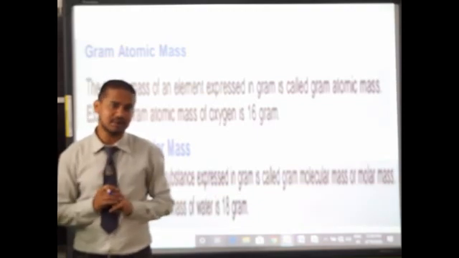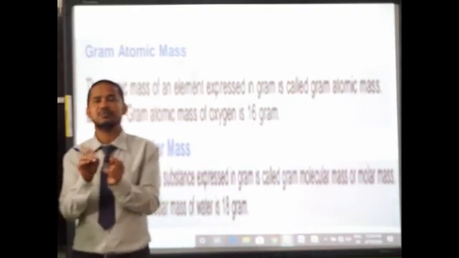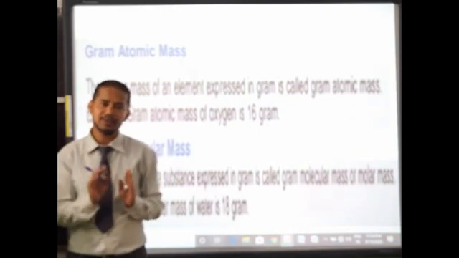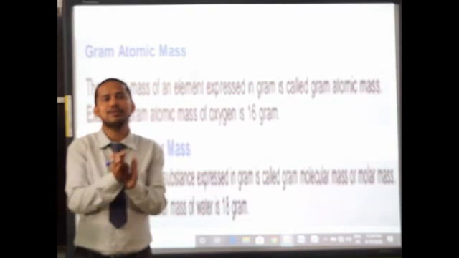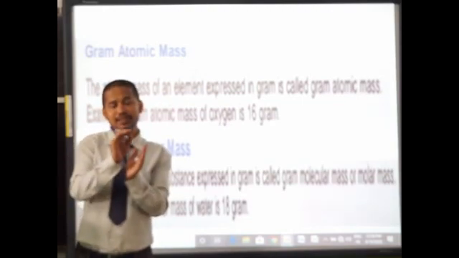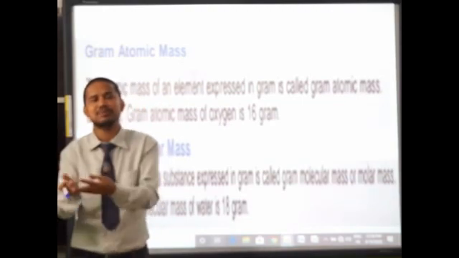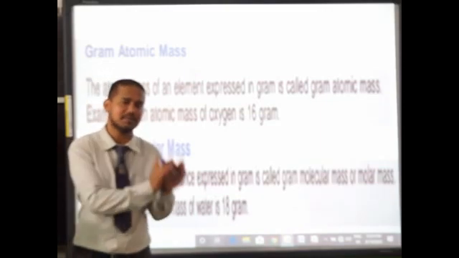So what is gram molecular mass? Molecular mass expressed in terms of gram. Molecular mass expressed in terms of gram becomes gram molecular mass. So when relative molecular mass is expressed in terms of gram, it becomes gram molecular mass.